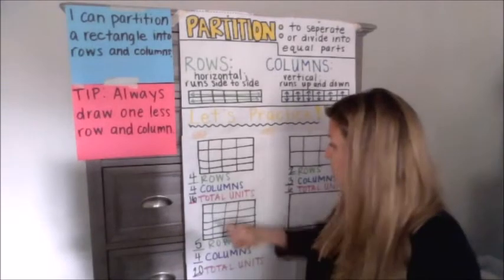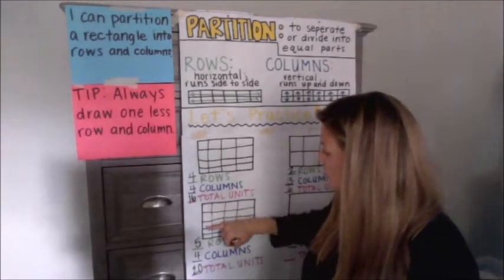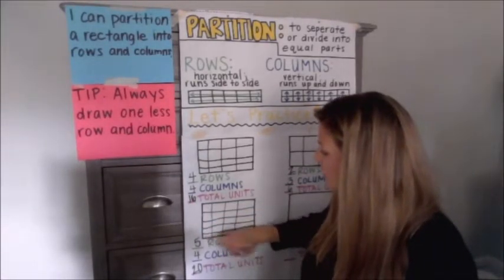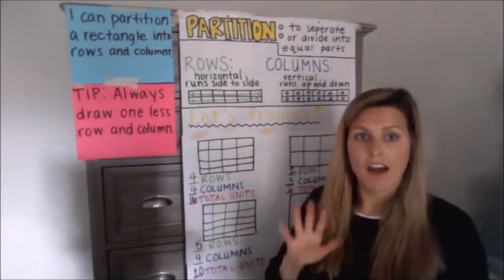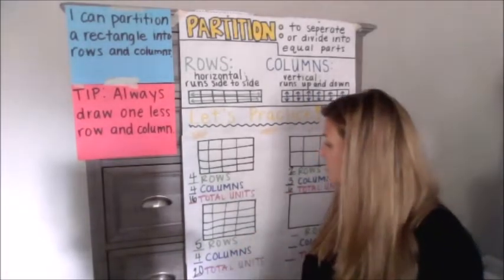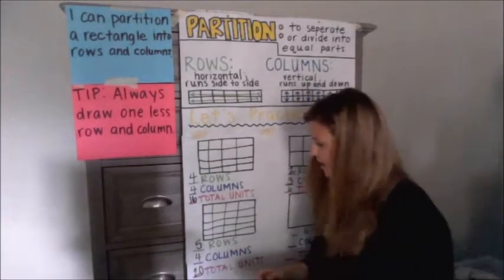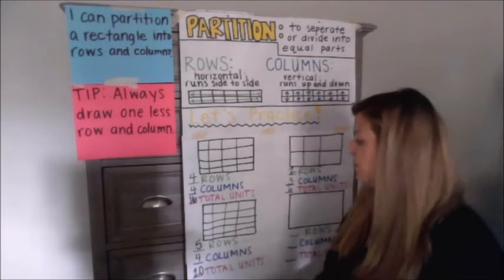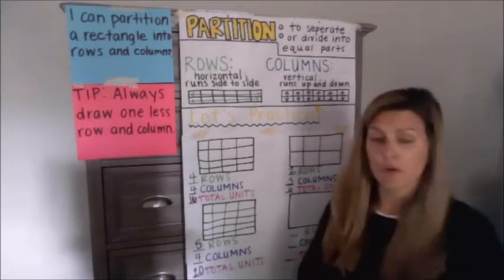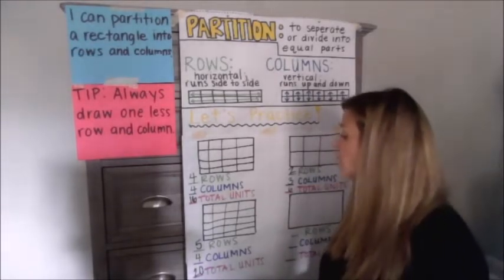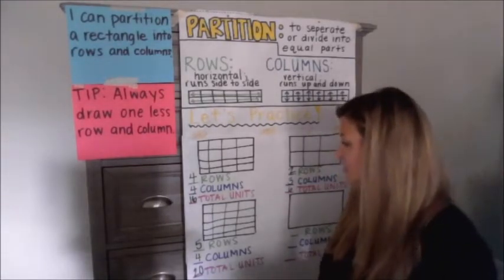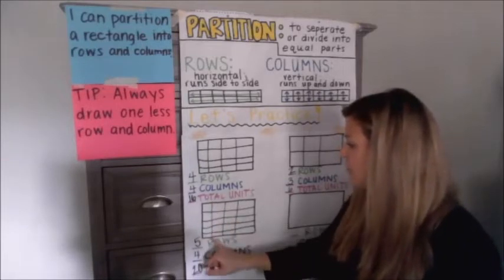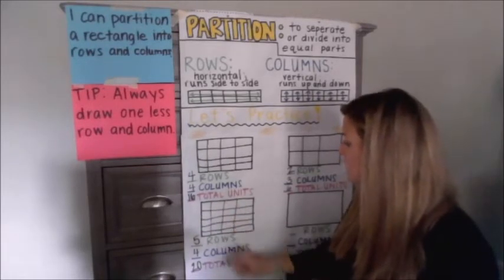Now let's check our rows. 1, 2, 3, 4, 5. So we have 5 rows. Now let's look at our columns and see if I did it correctly. Remember, columns go up and down. So in order to get 4 columns, we want to draw 3 lines that are up and down. So let's check. 1, 2, 3 lines.